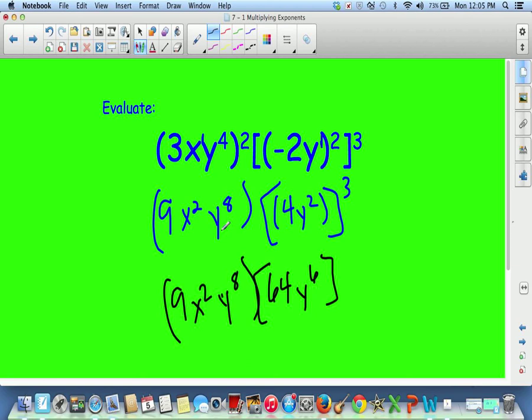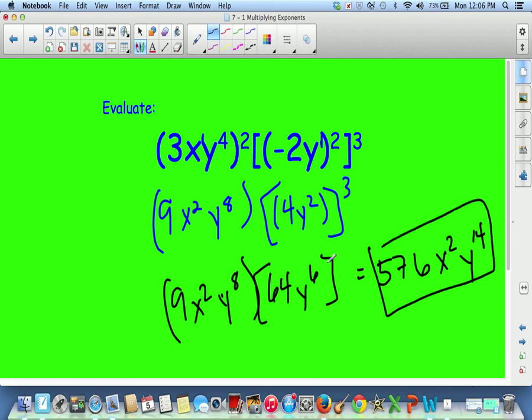So 9 times 64 is going to be 576. X squared, can't combine it with anything else, so it's just going to be x squared. And then we're multiplying these, because when parentheses are right next to each other, that means times. So we have y to the 8th times y to the 6th. That's going to be y to the 14th. And that would be our answer.